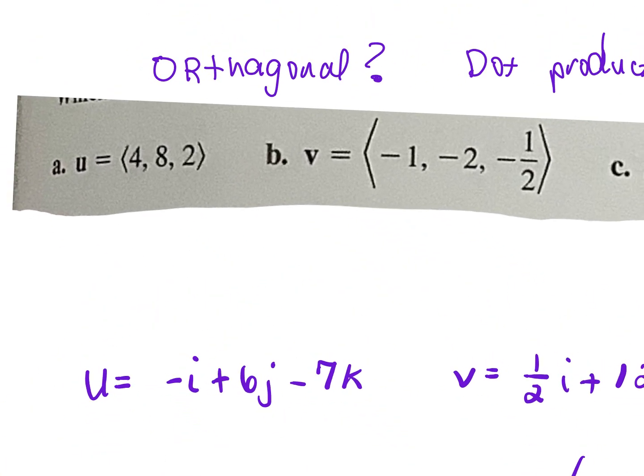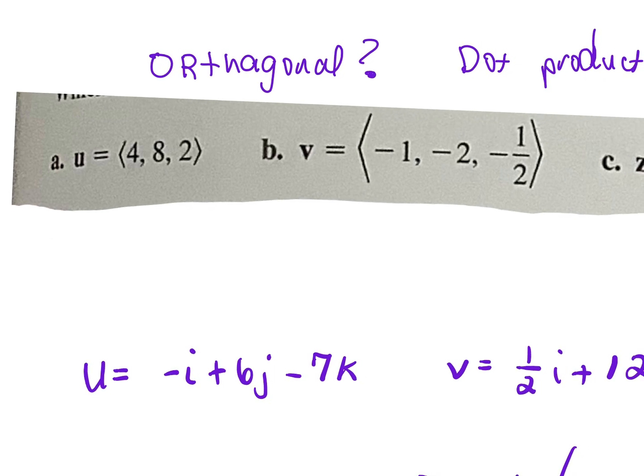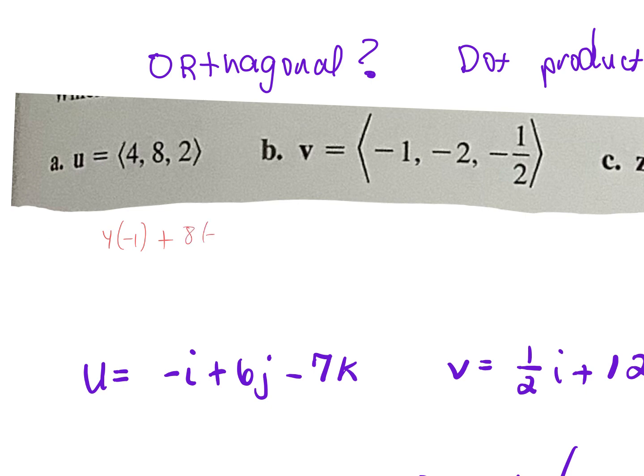So if you were going to see if U and V were orthogonal, you would find the dot product. So you'd say first times first, so 4 times -1, plus second times second, 8 times -2, and then third times third, so plus 2 times -1/2. So 4 times -1 is -4. This is -16. And then what? -1? Is that going to give you 0? No. So are those two things orthogonal? No. Does that make sense?